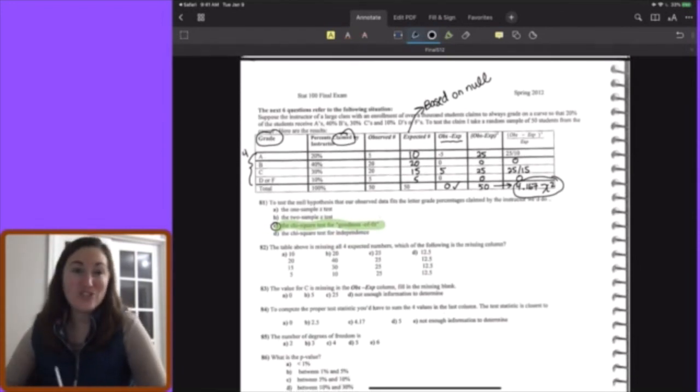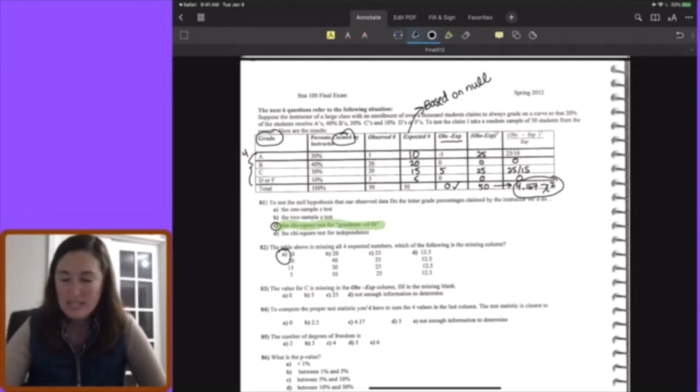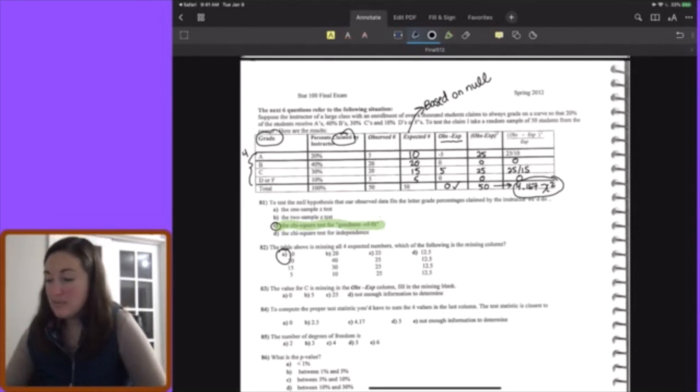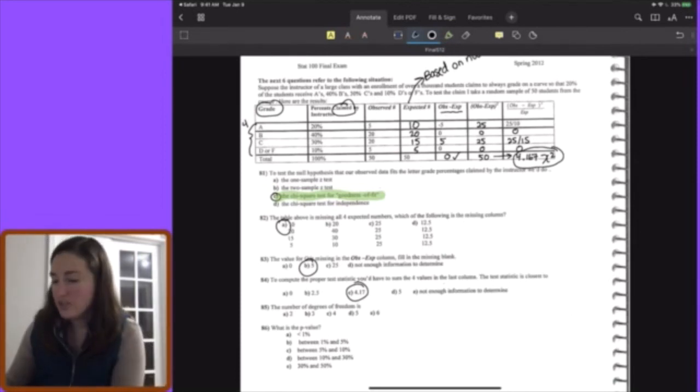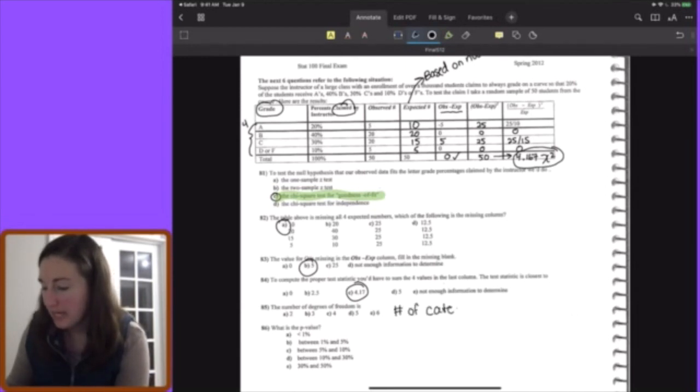Okay, and now I can answer all these questions super quickly. So the 4 expecteds are 10, 20, 15, and 5, so that should be A. The value for C is missing in the observed minus expected column. We filled that in as 5. Test statistic is 4.17, about. Degrees of freedom for the chi-square test is always going to be number of categories minus 1.